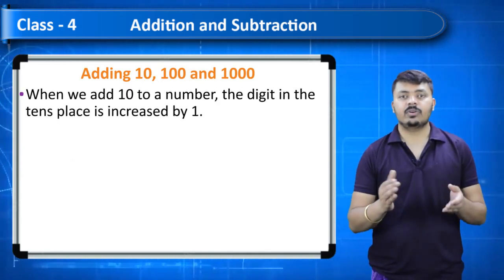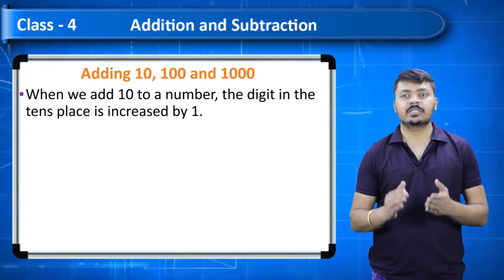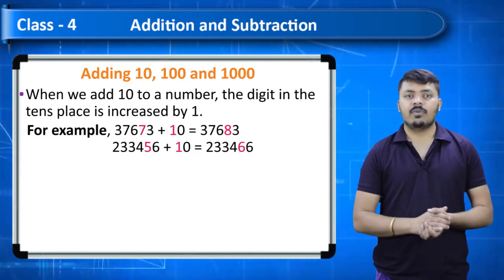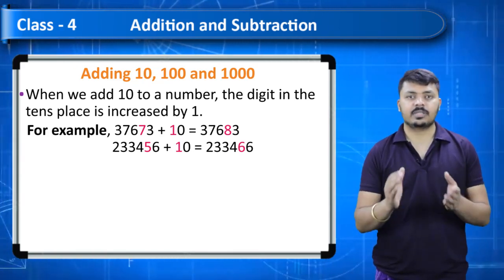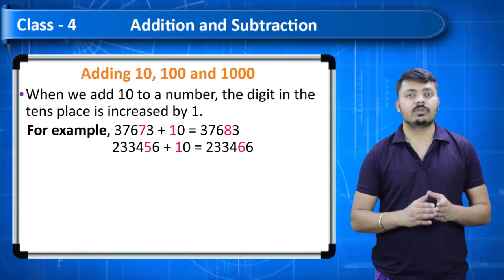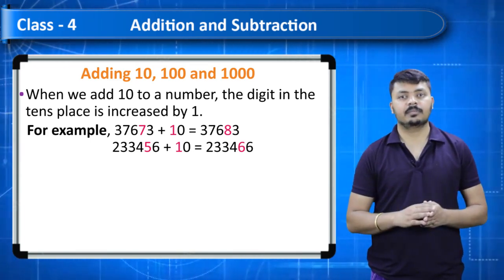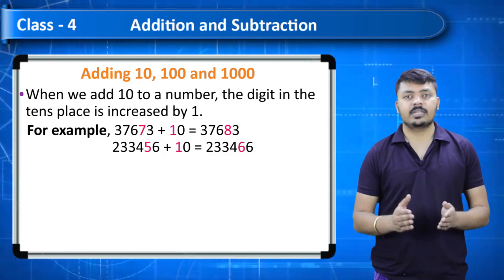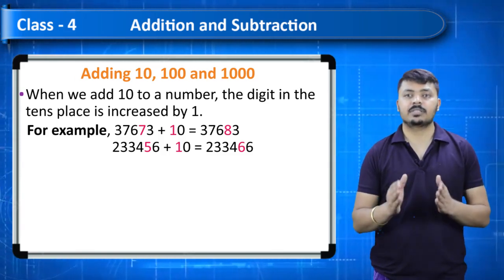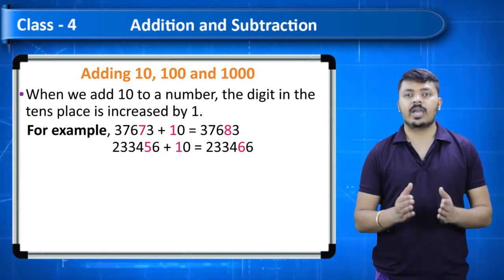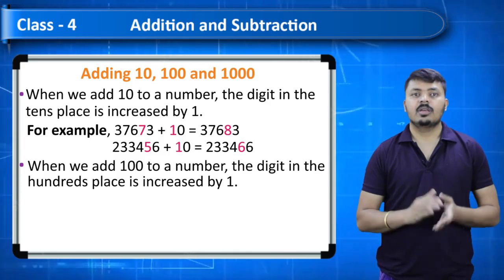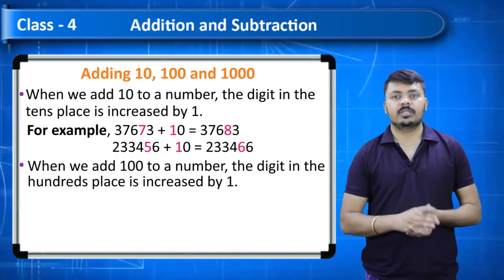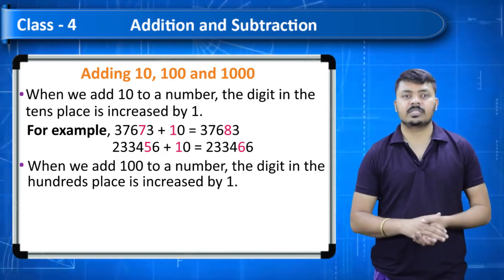When we add 10 to a number, the digit in the tens place is increased by 1. For example, 37,673 plus 10 is equal to 37,683. 2,33,456 plus 10 is equal to 2,33,466.